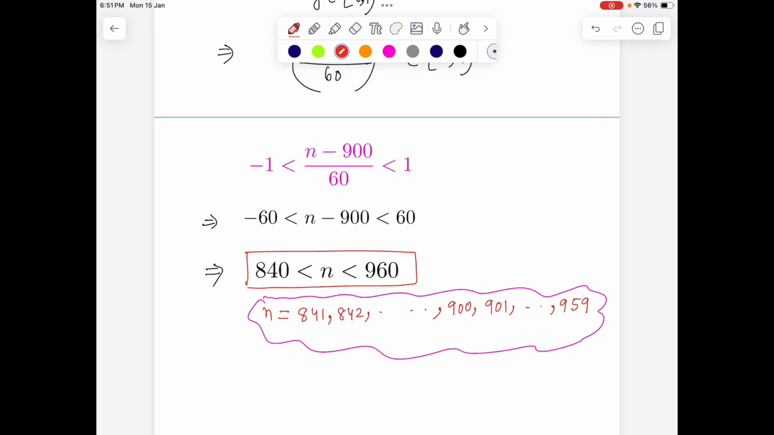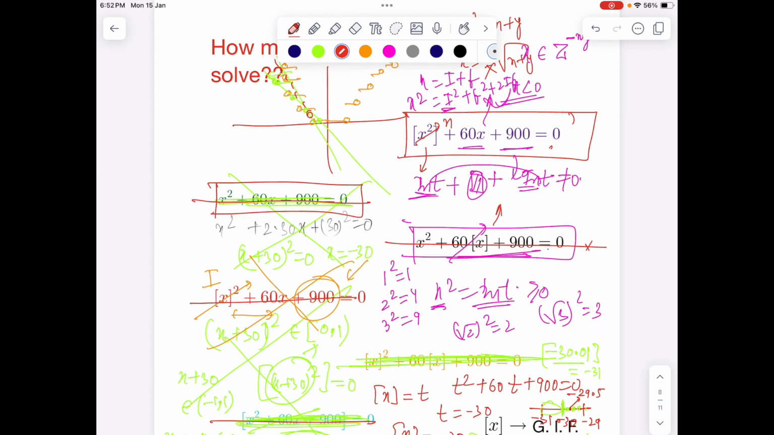And in total, how many solutions were there? We have 959 minus 841. Well, that's 118, and plus 1. So there are 119 solutions for this equation, and that's really crazy.